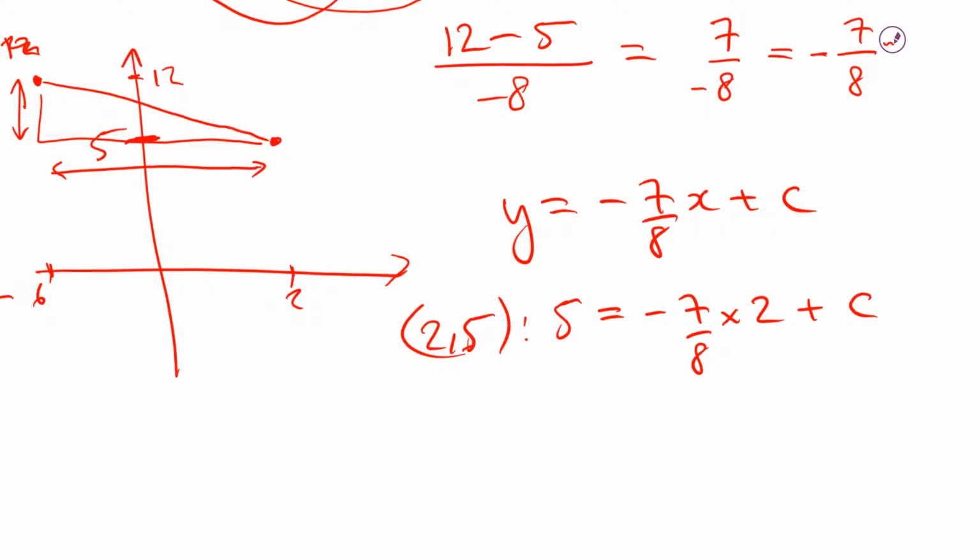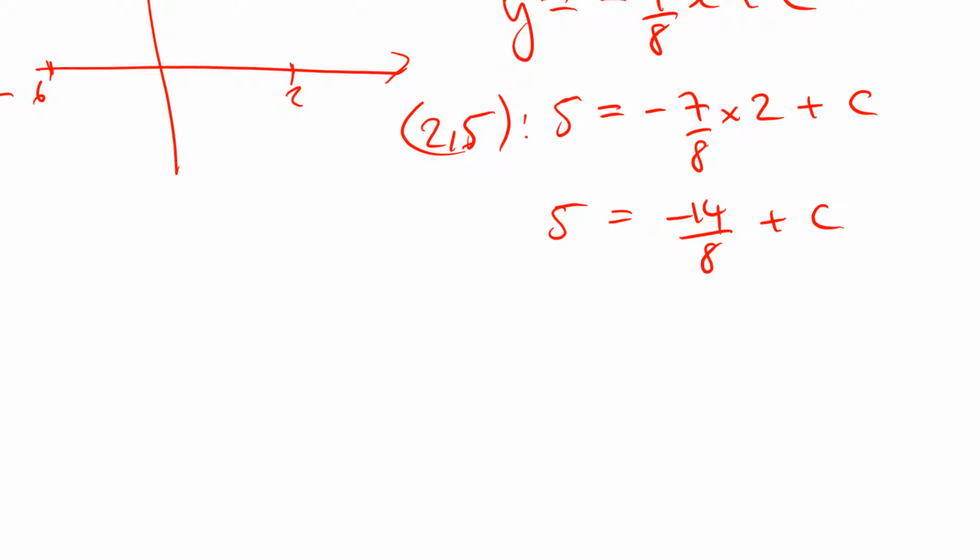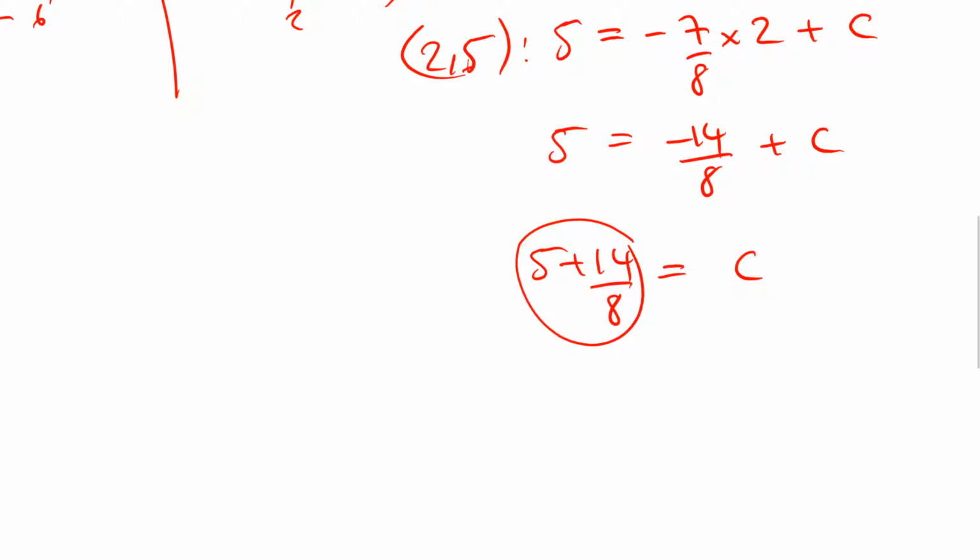I'm trying to get rid of the fraction. Actually, let's not get rid of the fraction. Let's just keep it this way. So minus 14/8 plus c. Then what's going to happen? You put the 5 on the other side. I mean the minus 14/8. So 5 plus 14. Now, in this topic, we like top-heavy fractions, yeah? So we want to make this a nice top-heavy fraction. What's the answer going to be?